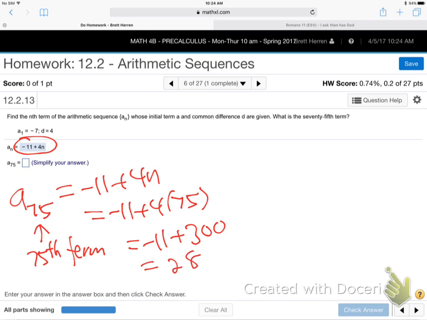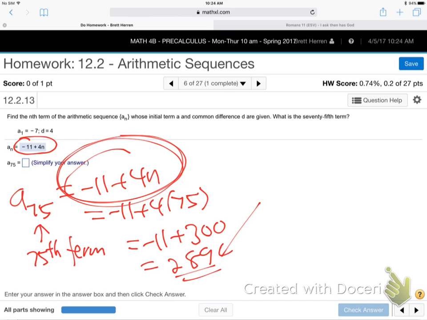So 289. So the 75th term, like if you started listing out the terms, the 75th term down the road would be the number 289. So this is a formula which will crank out a bunch of terms, and the 75th term is 289. So once you have the formula, you can find any term. You can jump right to it. Good on that?